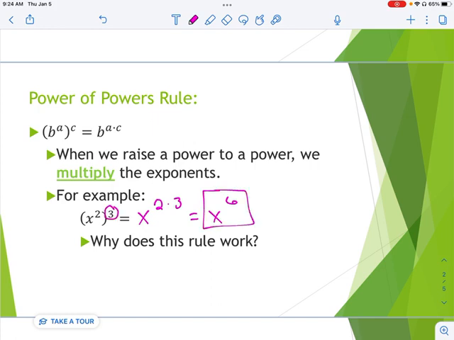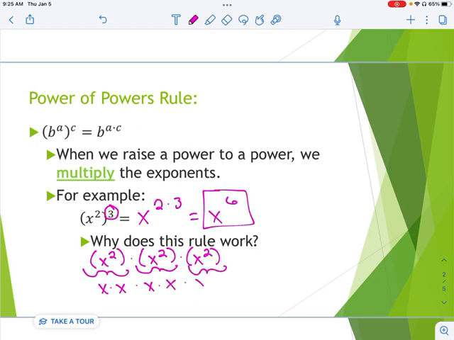Well, remember back to the basic definition. x squared raised to the third power means that we have 3 groupings of x squared multiplied together. Well, remember back also that x squared means that I have x times x. And x squared means x times x. And then the last one, x squared, x times x. Now, if we count those, then that gives us x to the 6th. So that is where that rule comes from.